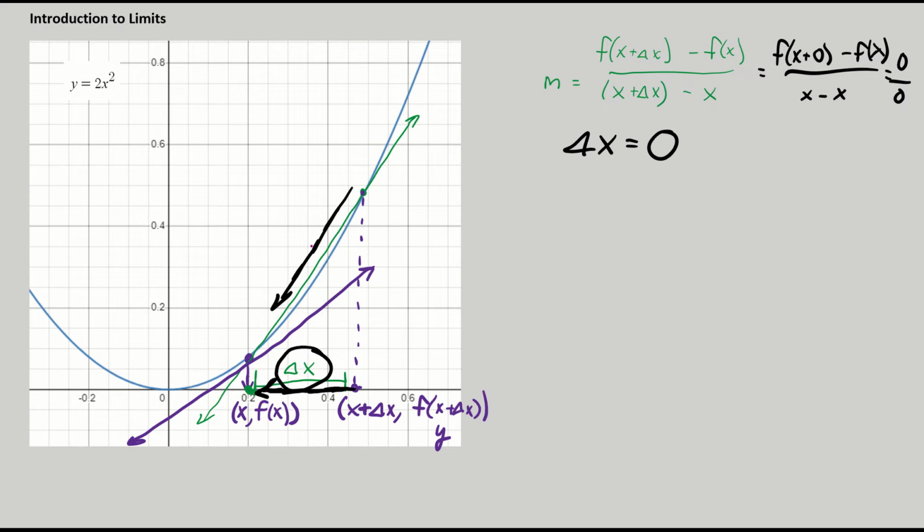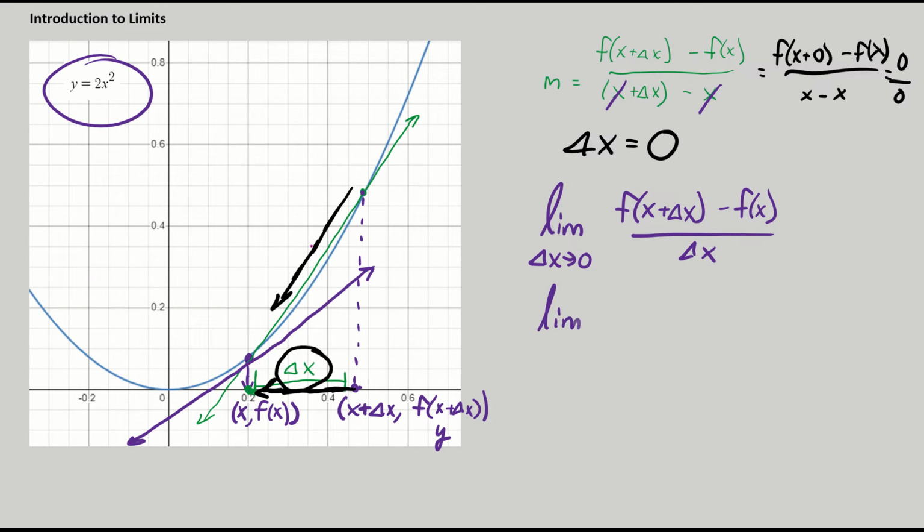And so this is where we come back with our limits. We don't want change of x to equal 0, but we want it to get infinitely close to 0. We want the limit as change of x approaches 0 of our slope equation right here. And on the bottom, those x's do cancel, you can see, and so it's just change of x. And so we have that, and with our function we have right here, we could even plug that in, and limit as change of x approaches 0, f of x plus change of x, so I take my function, and I plug in x plus change of x, and I go minus f of x, which is just my function, divided by change of x.